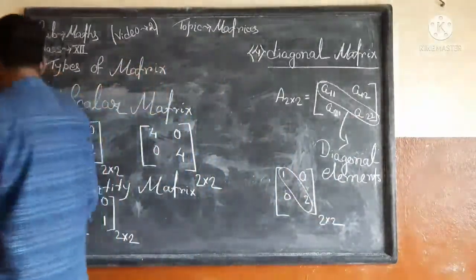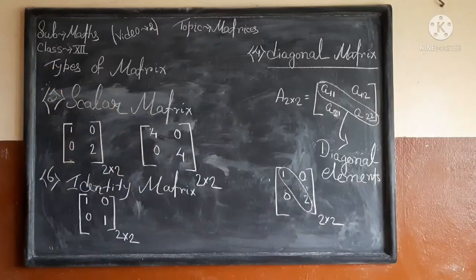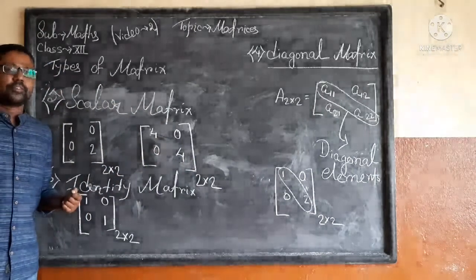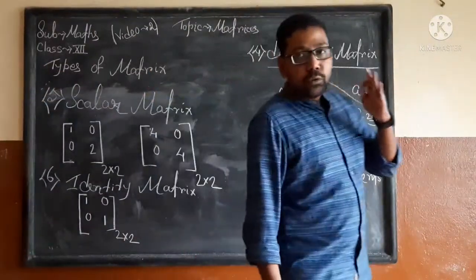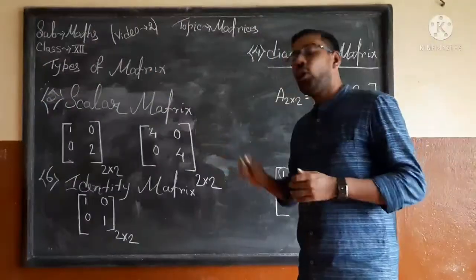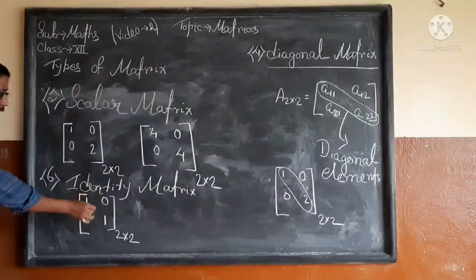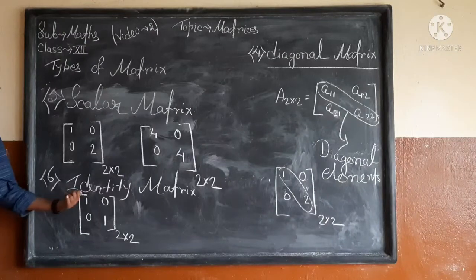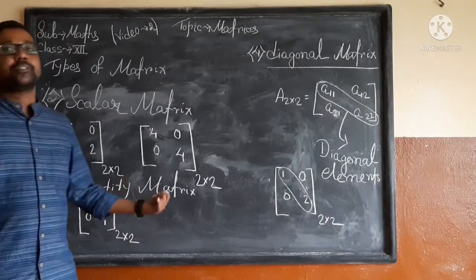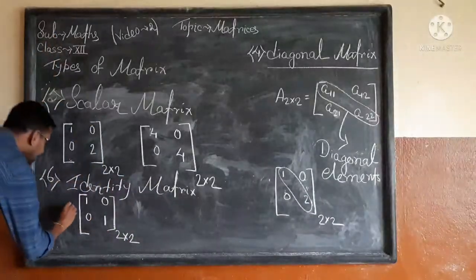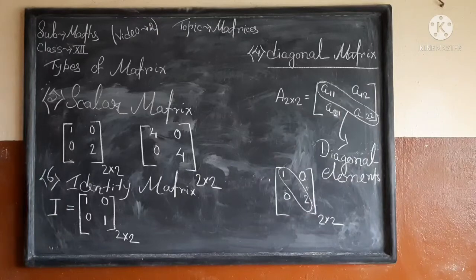The difference is that when a scalar matrix contains diagonal values not equal to 1, then it is called only a scalar matrix. But when a scalar matrix contains all diagonal values equal to 1, then it is called the identity matrix, and it is denoted by a particular symbol, that is a capital I. Okay?